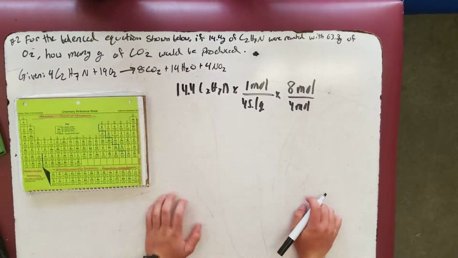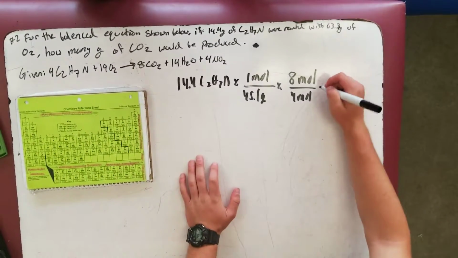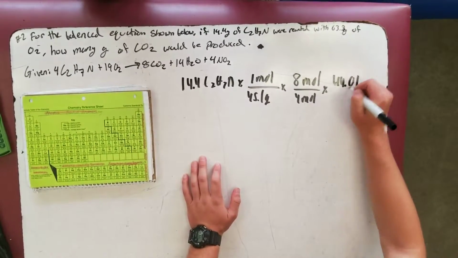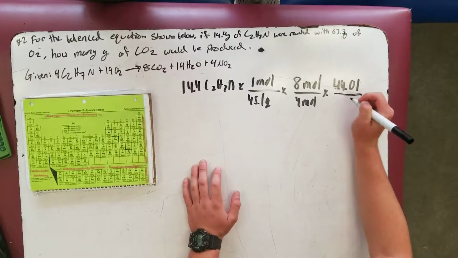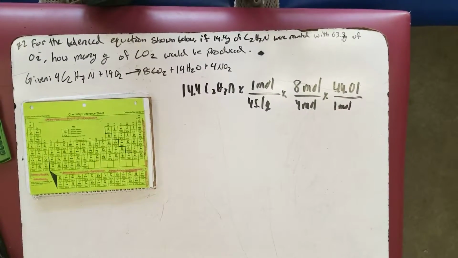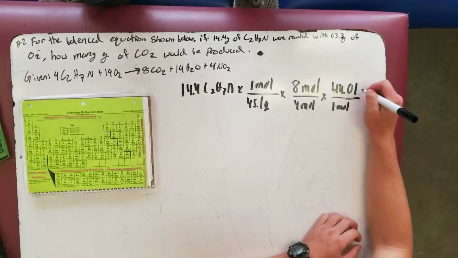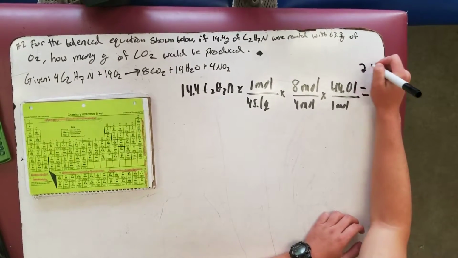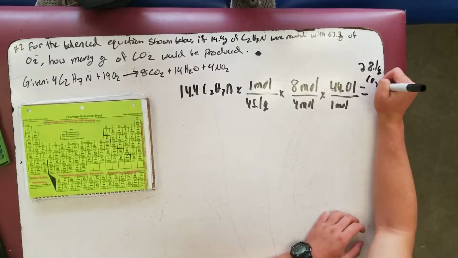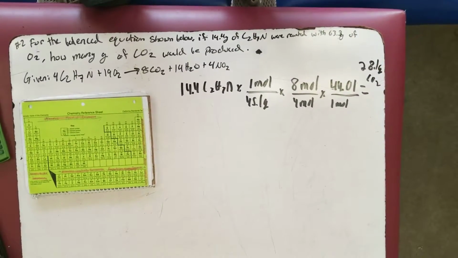right over there. With that being said, we're going to next move on to the 44.01 grams divided by 1 mole of CO2 to finally convert. Finally, the final answer for that is going to be 28.1 grams of CO2. So now we're going to move to step 2 of this.